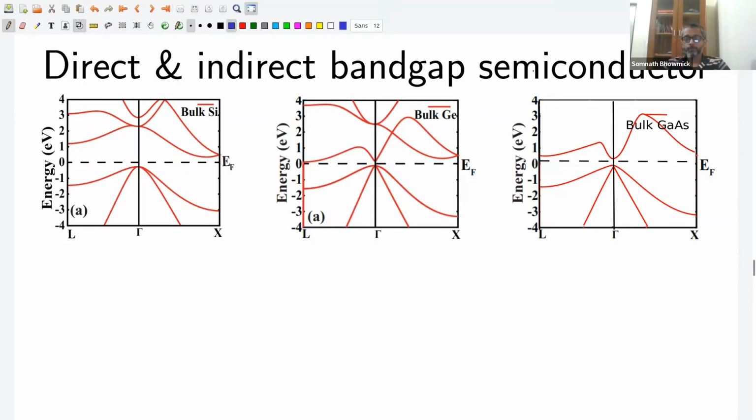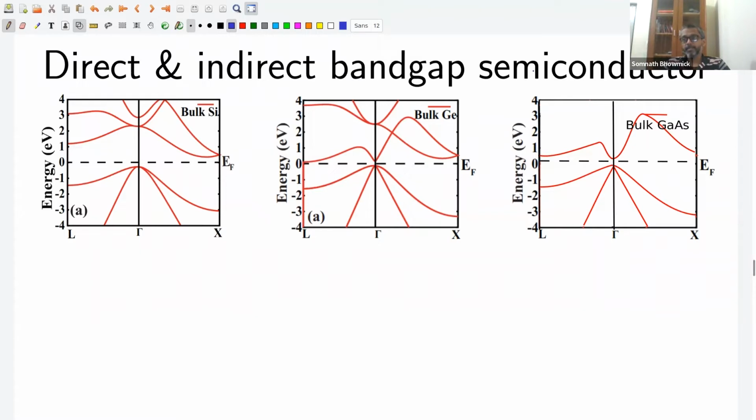Hello friends, we have learned about the band structure of silicon, germanium and gallium arsenide. There is an important difference between gallium arsenide and silicon or germanium. In gallium arsenide, both valence band maximum and conduction band minimum are located at the gamma point. This is known as a direct bandgap semiconductor.